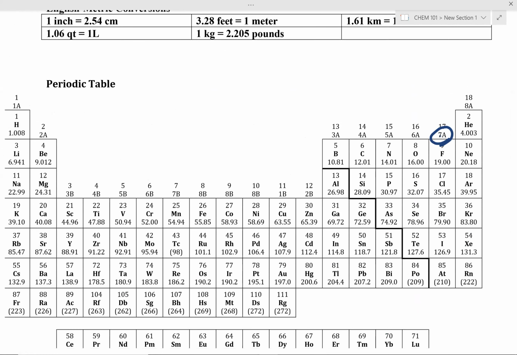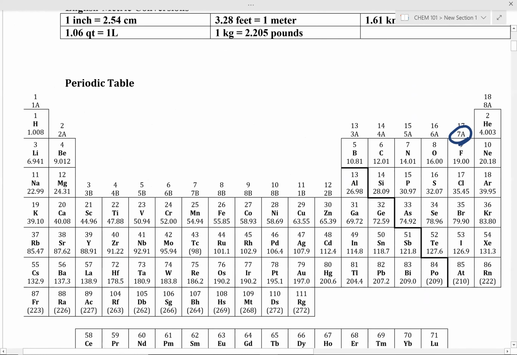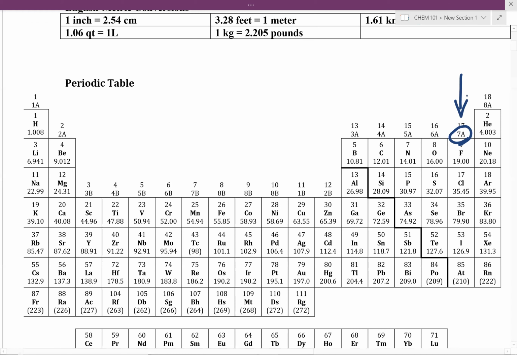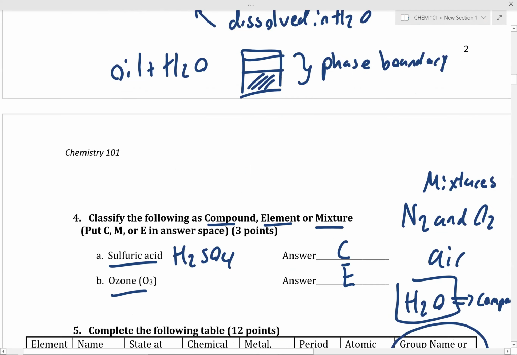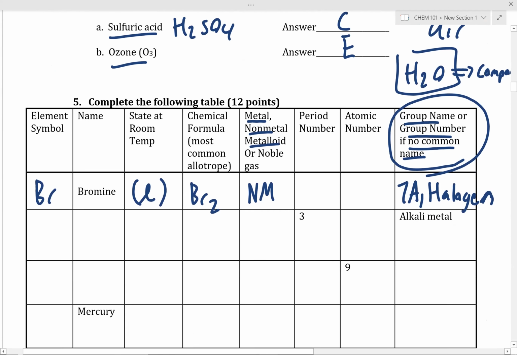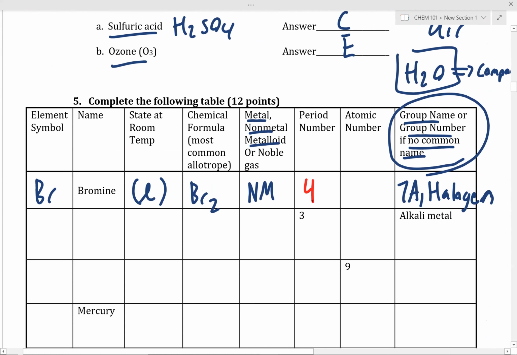What do we call the period number? What does the period number represent? So if groups are columns, periods represent rows. So we have 1, 2, 3, 4, 5, 6, 7. So what row is bromine found? 4. Yep. So we have a period number of 4. Perfect. So let's go and fill that in. So our period number is 4.